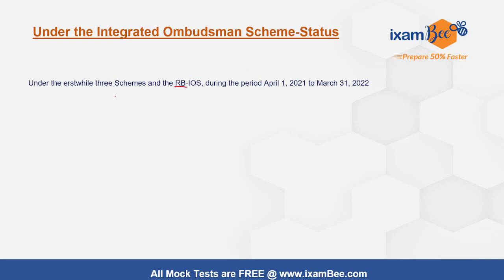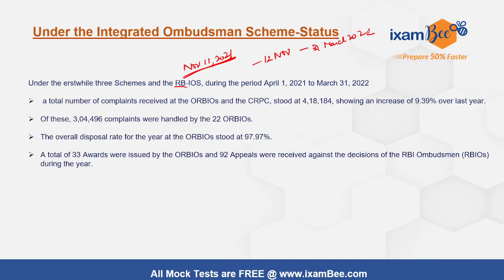till November 11, 2021, these 3 schemes were operating separately, but from 12th November onwards to 31st March, the data shows that everything is clubbed together. So that shows the total number of complaints received by these offices of the RBI integrated scheme, and also CRPC, which stood at 4,18,184, an increase of 9.39% over the previous year.